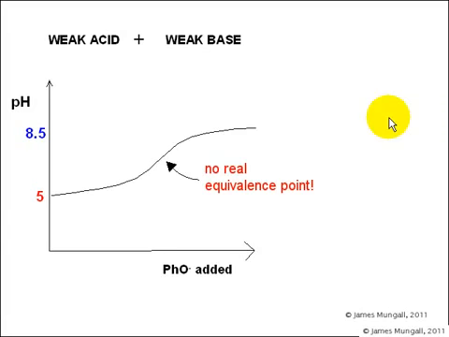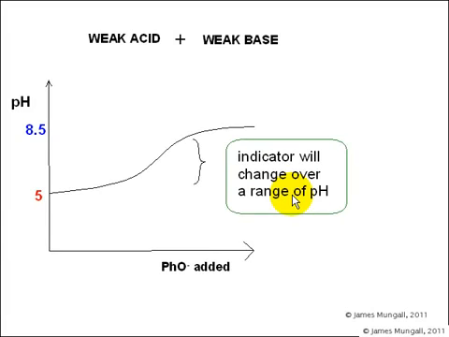However, because the reaction was an equilibrium reaction, we don't see a clear equivalence point, so the indicator will change over a range of pH values. Essentially, this titration is not a good idea. So, in conclusion, you always want to have either a strong acid or a strong base or both in your titration to get a clear equivalence point and an accurate result. In terms of the indicator that you use, you want to use one which will change color at the equivalence point, at the steep point of the graph.